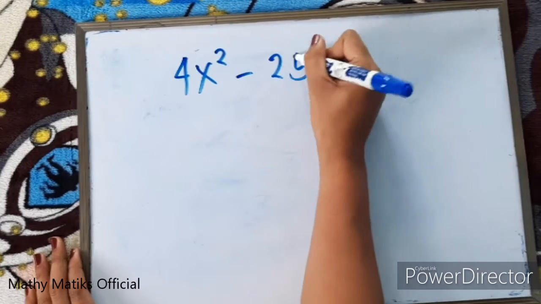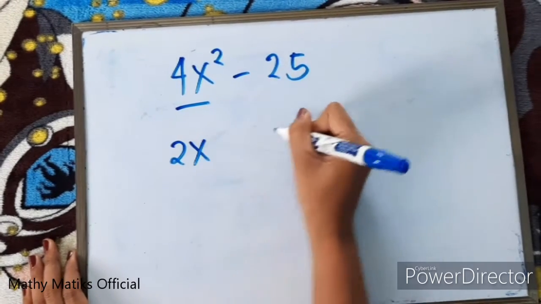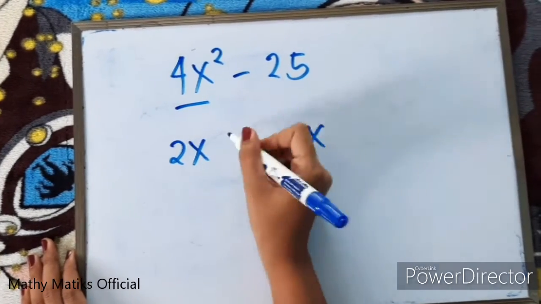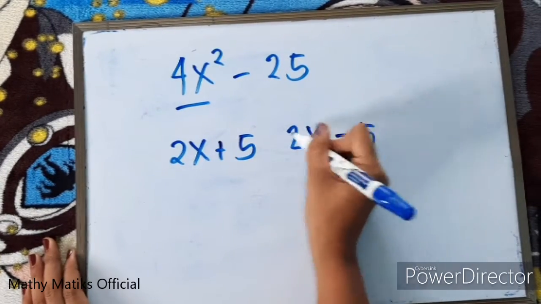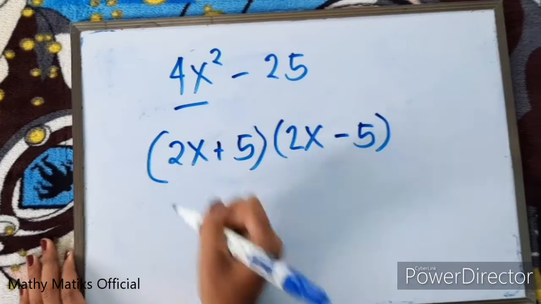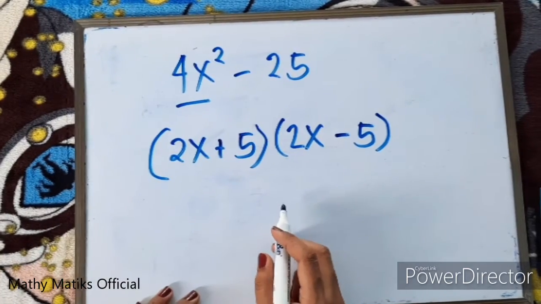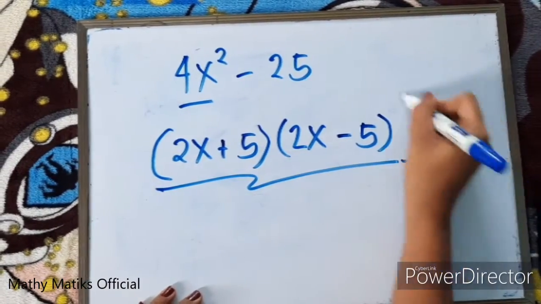Next up, we have 4x squared minus 25. The square root of 4x squared is 2x, and the square root of 25 is 5. Similarly, one is positive and the other is negative. So the factored form of 4x squared minus 25 is 2x plus 5 times 2x minus 5.